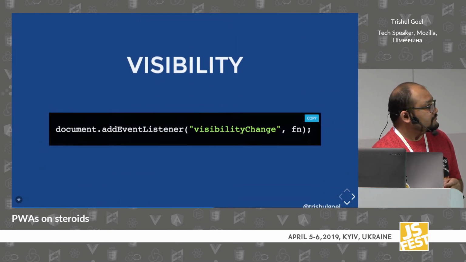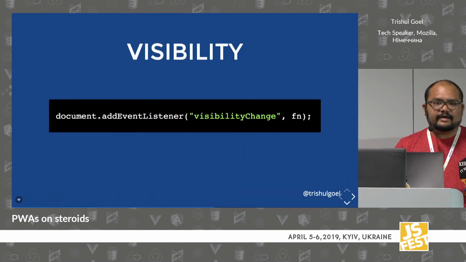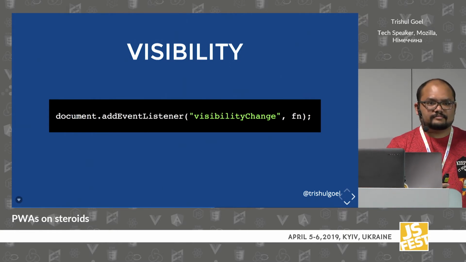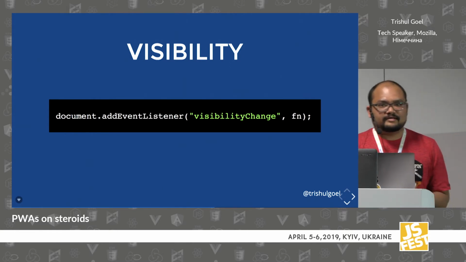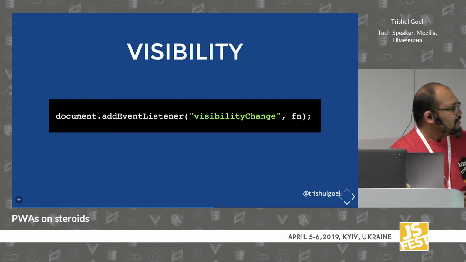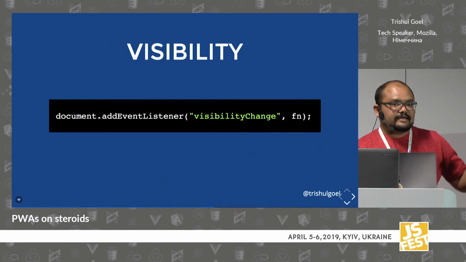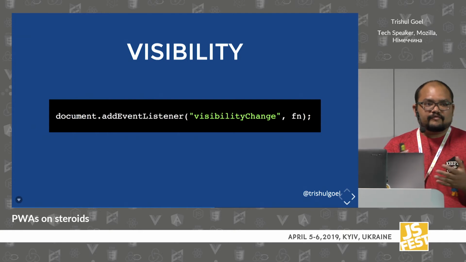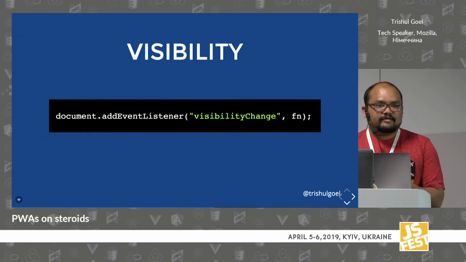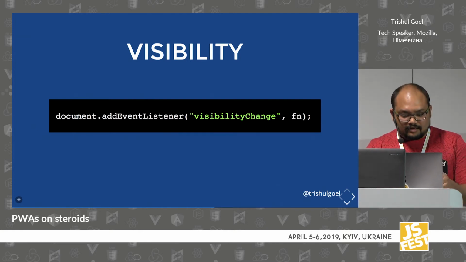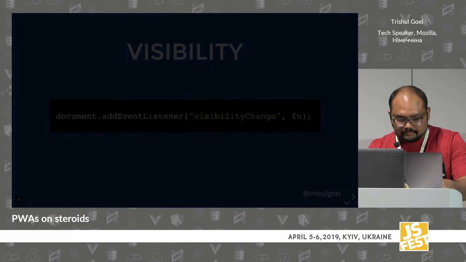Second one, the visibility API. How many of you know this one? Perfect. I have something for everything. It's really simple. What it does, basically, is give you an event whenever your visibility changes. By visibility, I mean whether the frame is visible or not.